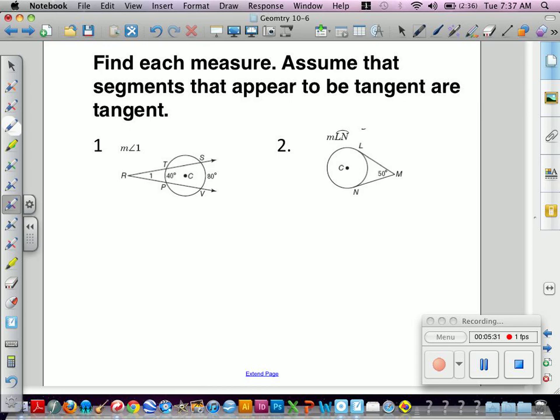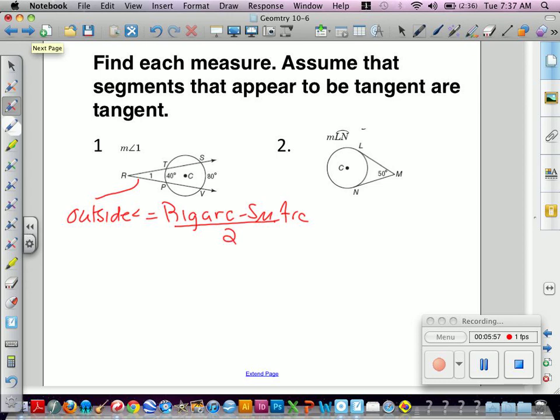All right, it says find each measure, assume that segments that appear to be tangent are tangent. So in example number 1, I'm looking for angle 1. Okay, that's an outside angle. Outside angle, that was the big arc minus the small arc. And then I'm going to divide by 2. That was the rule that I had written on the other slide.